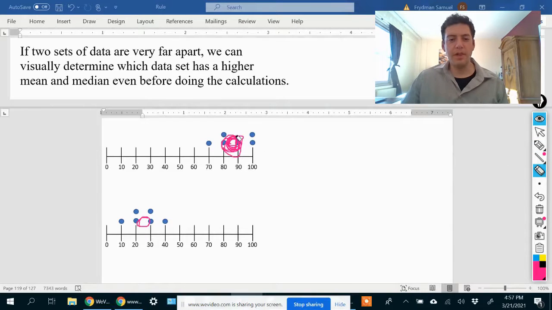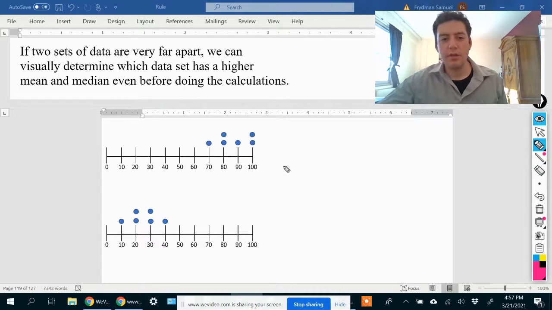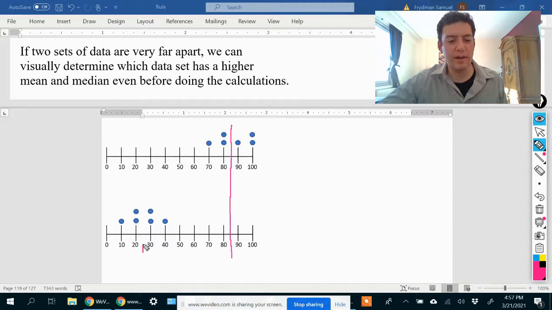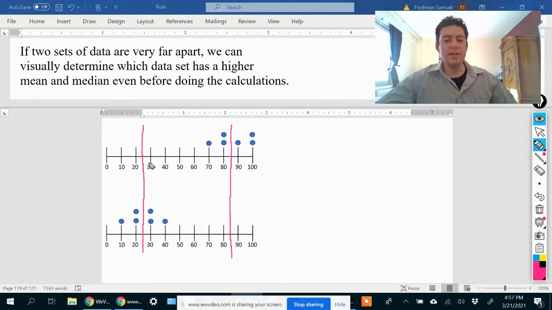Okay, you know what? Instead of a blob, I'm going to do it this way. I'm going to draw a line through where I put that blob before, and I'm going to make it go down really far, even down to this number line over here. And instead of the blob that I had over here before, I'm going to draw a line there. Okay, just like that. I can see that this line, which shows me where the middle of this data set is, is further to the right than this line, which shows me where the middle of this data set is.